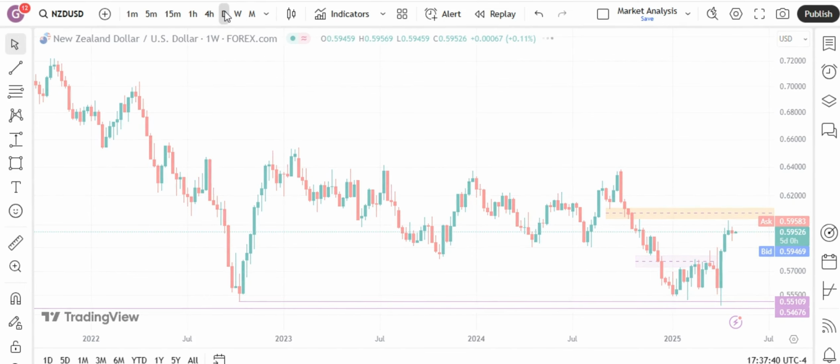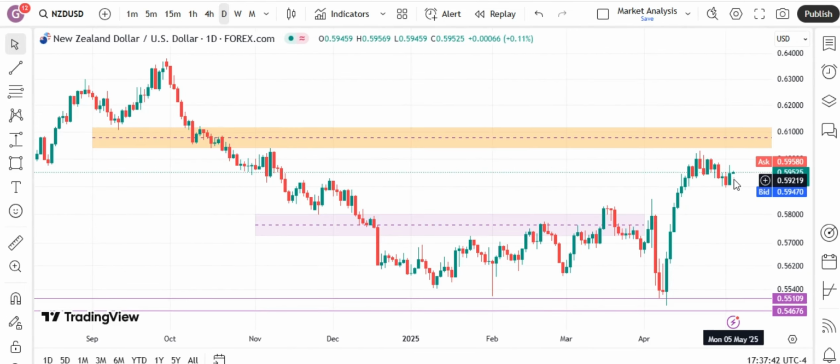Let's go to daily time frame. So it could retrace to this breaker block: low, high, lower low, broke to the upside. So it could retrace to this breaker block right here. That's a good trading range. Let's see.